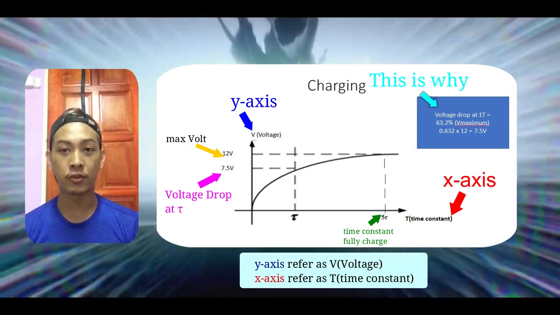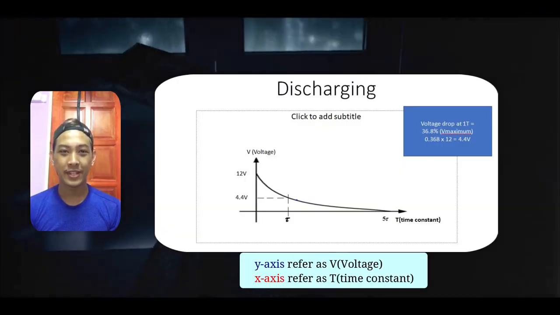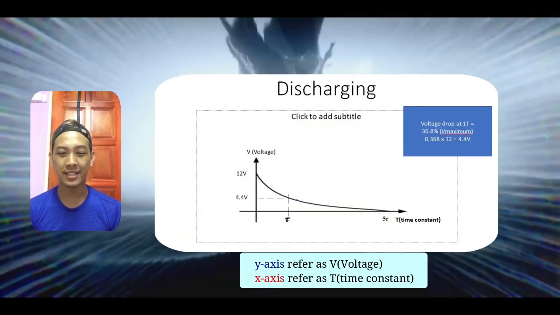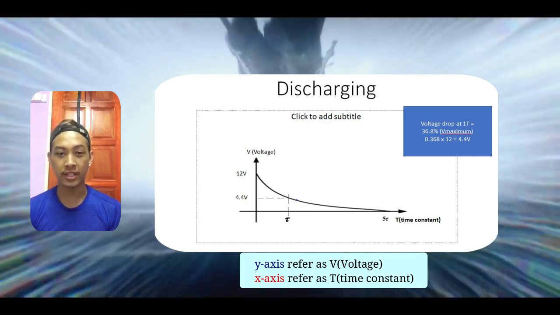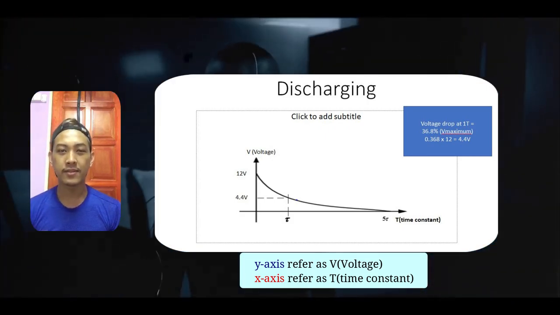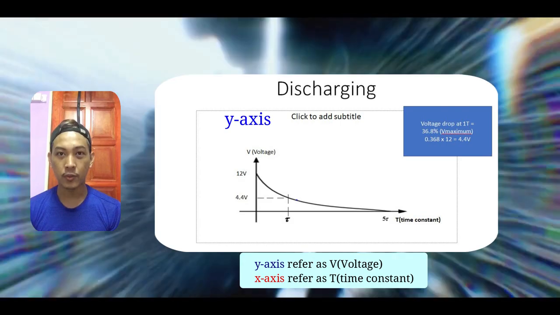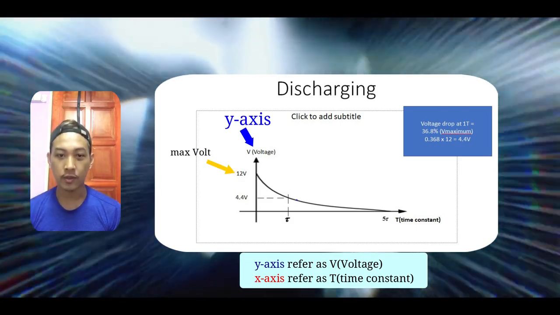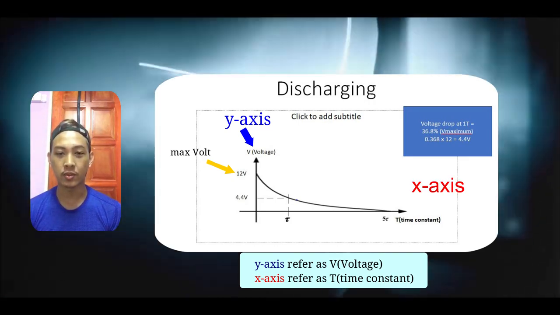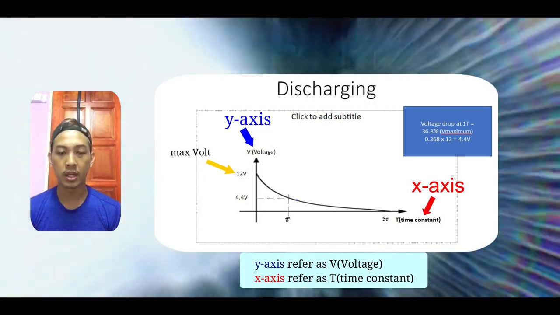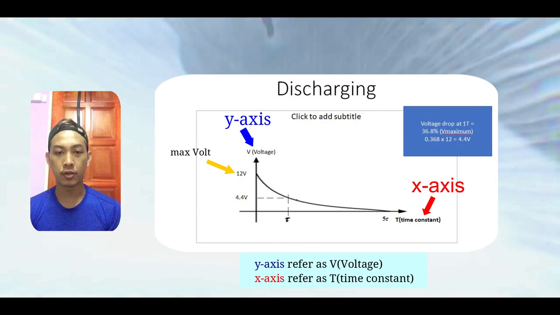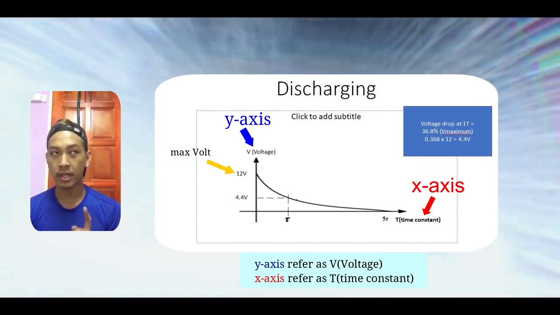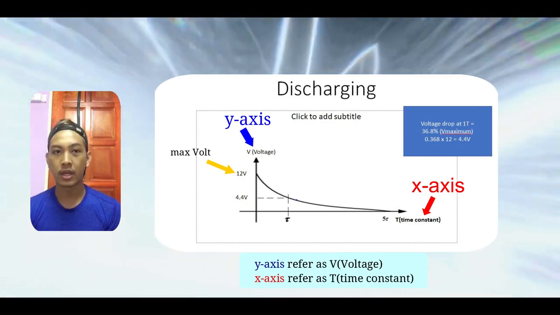Next, let's move to the discharging part. So as you can see, this is the graph of the capacitor when fully discharged. The concept is the same as the charging part, which means the y-axis is referred to as the value of voltage and the x-axis is equal to T, time constant. The time needed for the capacitor to fully discharge is also the same, it is 5 tau.